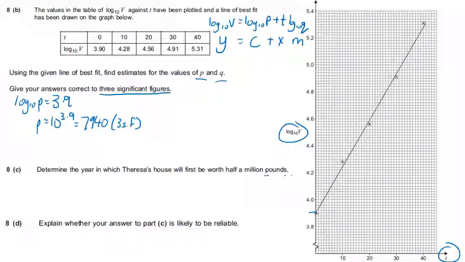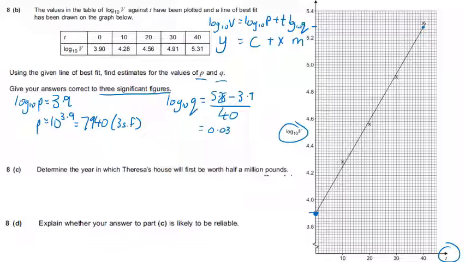The gradient, well, if I pick 2 points, if I pick that point there, and let's say I pick this point here at 40, t is 40, then the gradient, which is log 10 Q, is delta y over delta x. So the y value there is 5.28 at the top. At the bottom, it's 3.9. And then I'm dividing by 40 minus 0, so divide by 40.